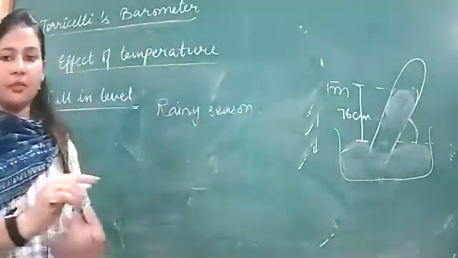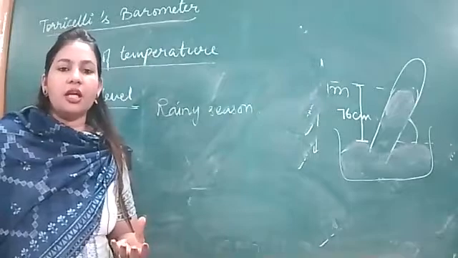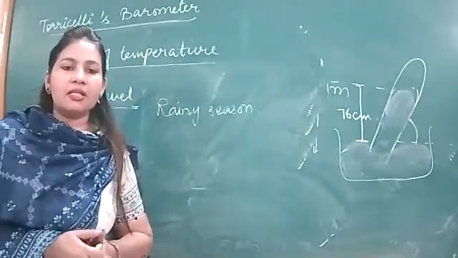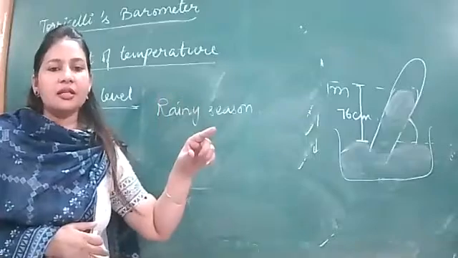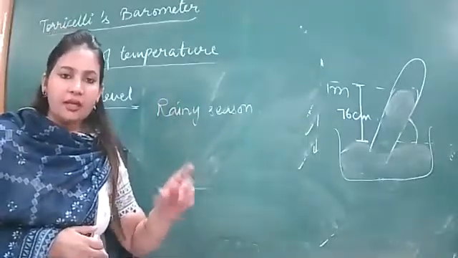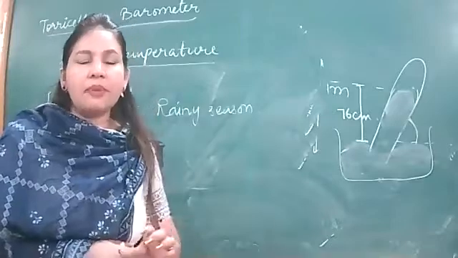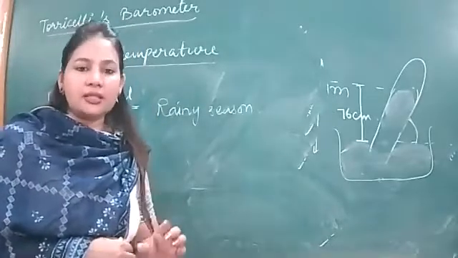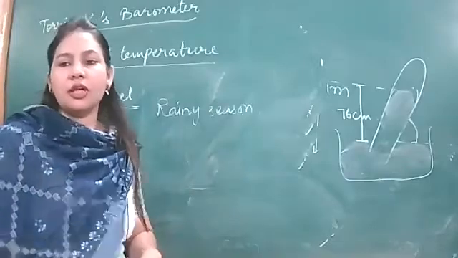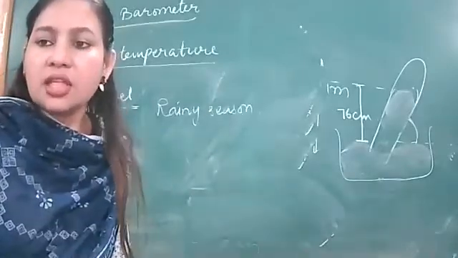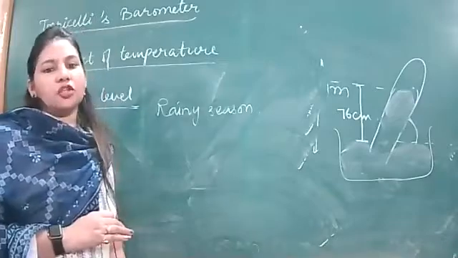How can we justify? Because in rainy season, the amount of water vapors will increase in the air. So the density of water vapors increases in the air and density of air decreases. Okay, since density of air is decreasing and pressure is directly dependent upon density of air, not of water, then what will happen? Pressure will also decrease. So this will lead to decrease in level of mercury and hence the pressure also.